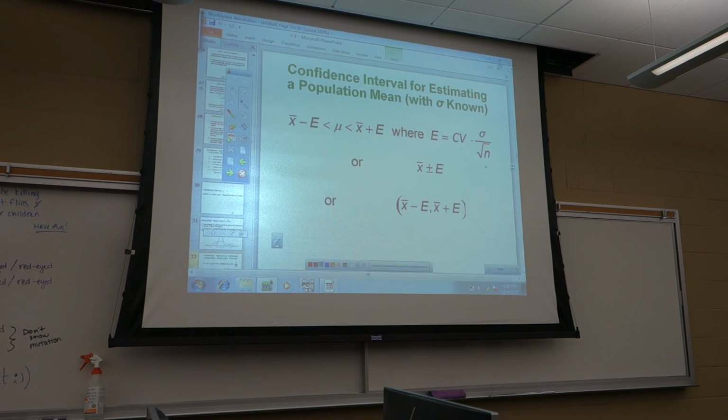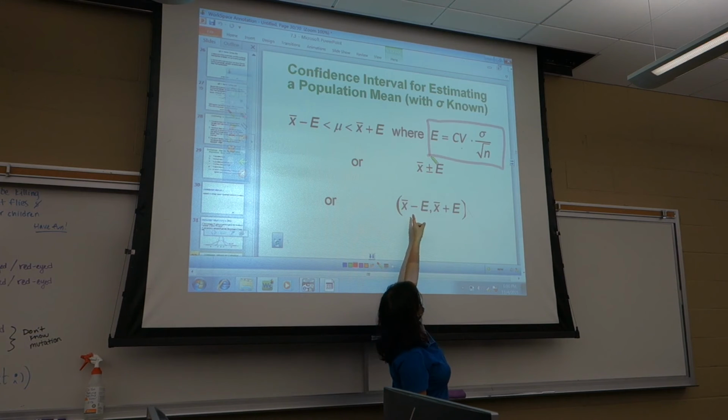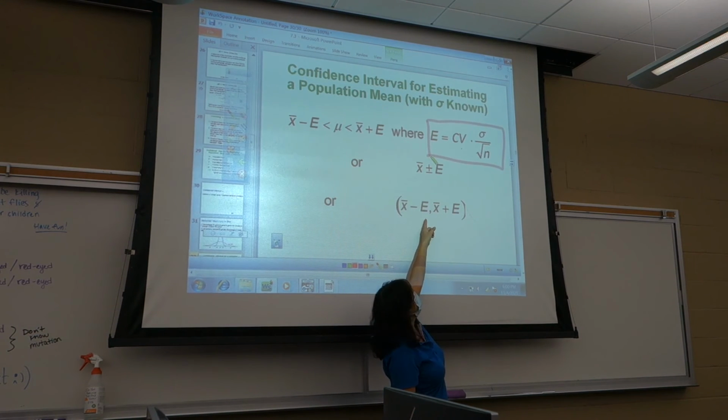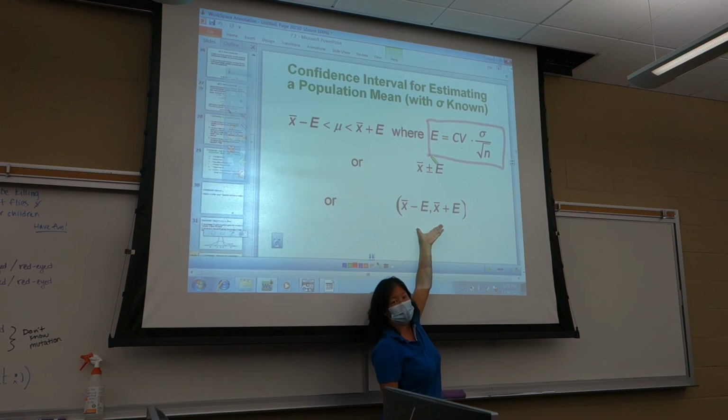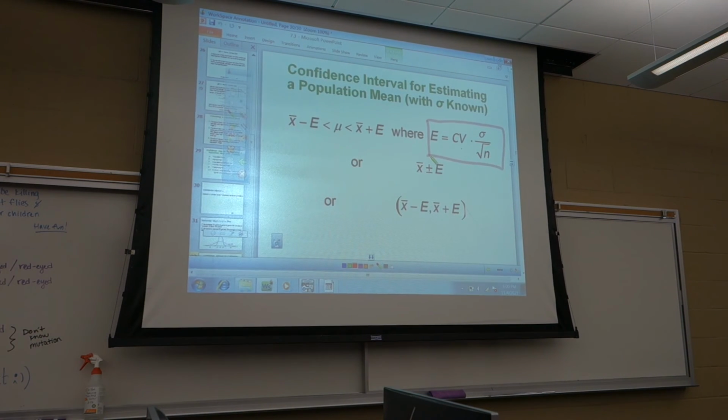So our error is going to be our critical value times our standard deviation, which is sigma over square root of n. Right? That's our first step. Our second step will be x bar minus that error, comma x bar plus that error in parentheses. That's our interval notation. So step 1, find your margin of error. Step 2, find your confidence interval.